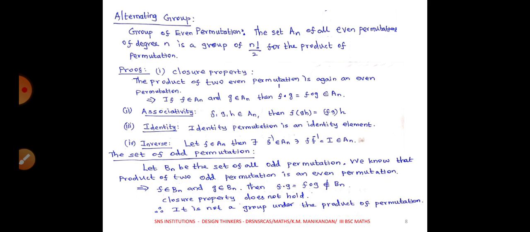Let Bn be the set of all odd permutations. Now we know that the product of two odd permutations is an even permutation, which is not an odd permutation. So f belongs to Bn and g belongs to Bn imply f dot g equal to f composite g does not belong to Bn. The closure property is not verified. So therefore the set of all odd permutations is not a group under the product of permutations.